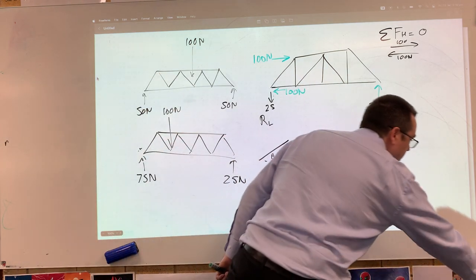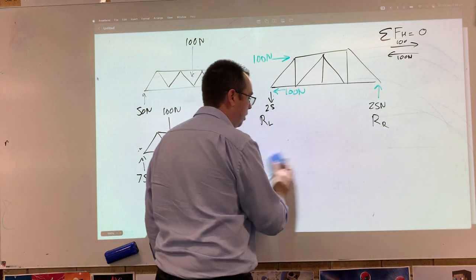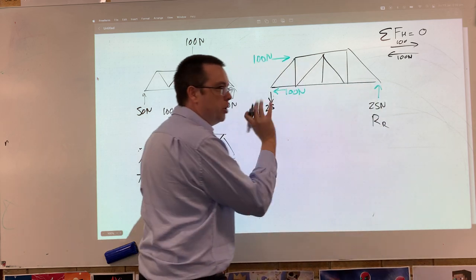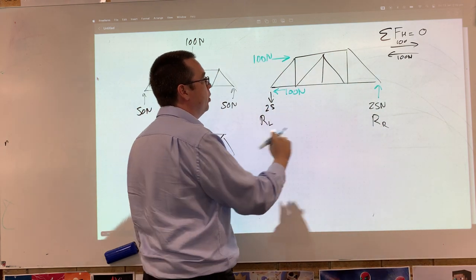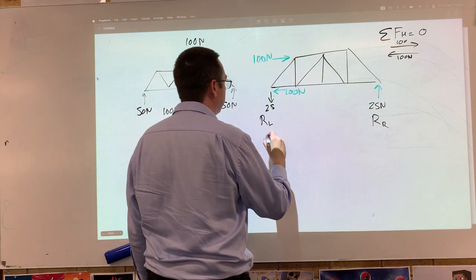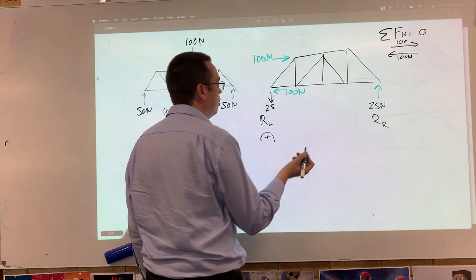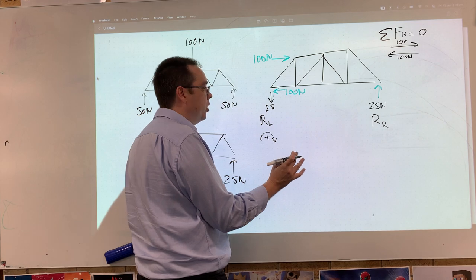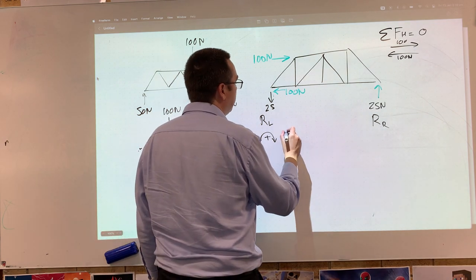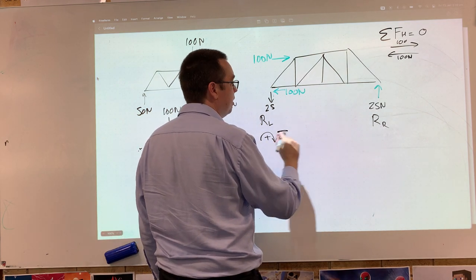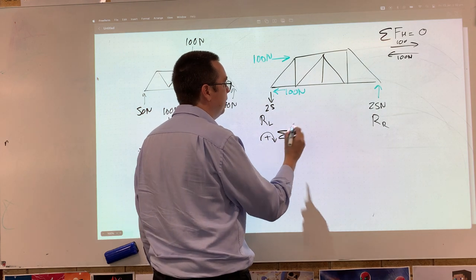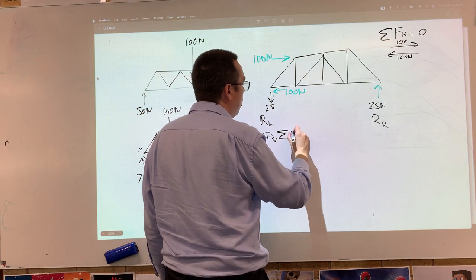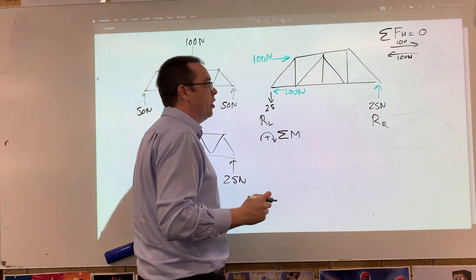Let's prove it. I'm not going to do the trigonometry, but we're going to quickly prove this. So what we're going to do is say clockwise. We're establishing our convention. I'm always going to use clockwise as positive. And then I'm going to say the sum, that's sigma, the Greek capital letter sigma, it means the sum of all the moments measured from a location.